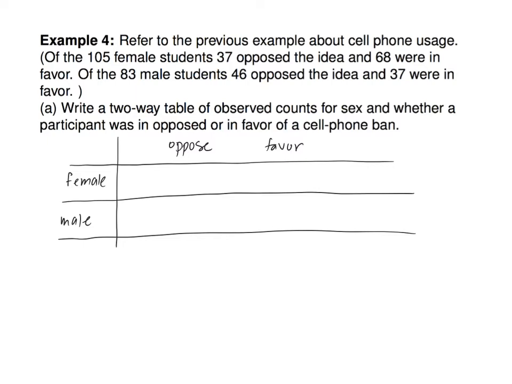So the number of females who oppose the ban is 37. The number of females in favor was 68. We're told that they total to 105. And you can check that by adding as well. The number of male students who are opposed is 46. And there are 37 in favor. And there were 83 total there.